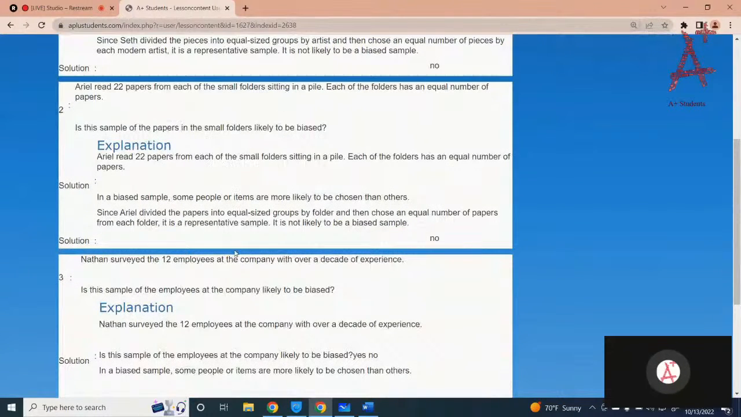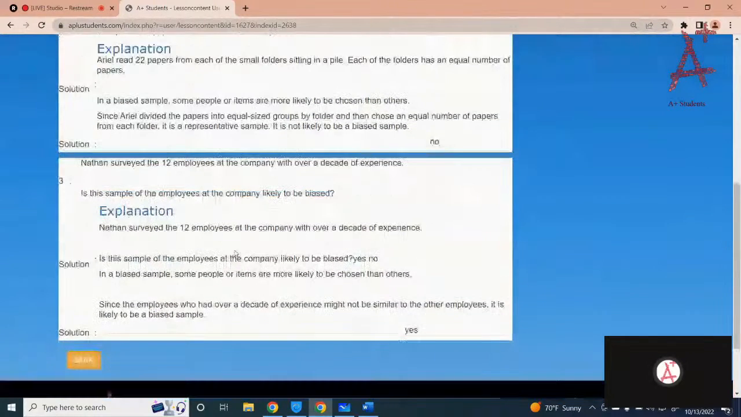Since employees who had over a decade of experience might not be similar to the other employees, it is likely to be a biased sample. Some of the employees have more experience. That means this is not a representative sample. Got it?